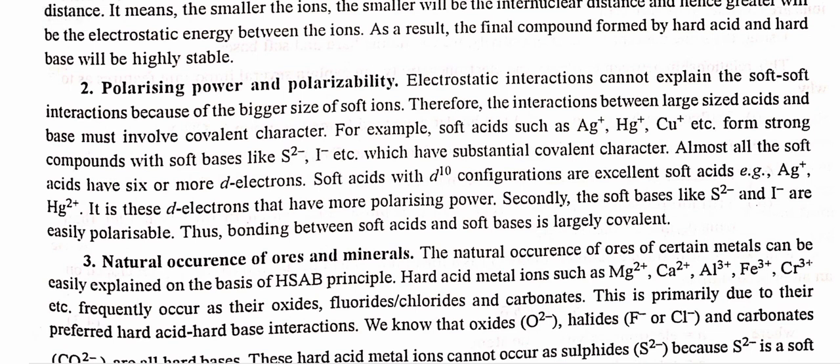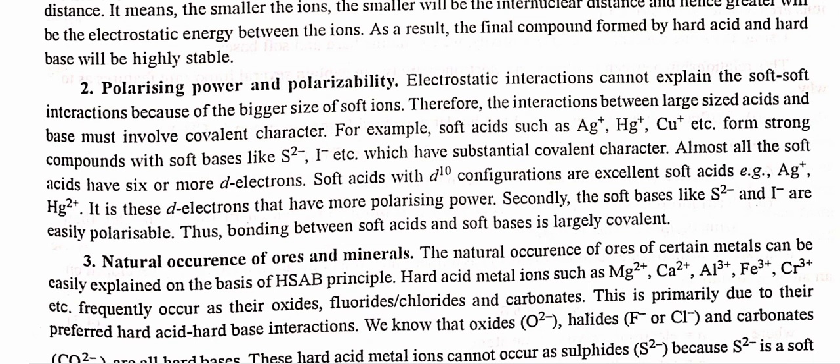Electrostatic interactions cannot explain the soft interactions because of the bigger size of soft ions. Therefore, the interactions between large-sized acids and bases must involve covalent character. For example, soft acids such as Ag+, Hg+, Cu+ form strong compounds with soft bases like S2-, I-, etc., which have substantial covalent character.